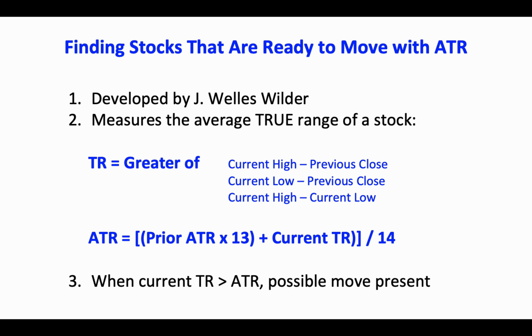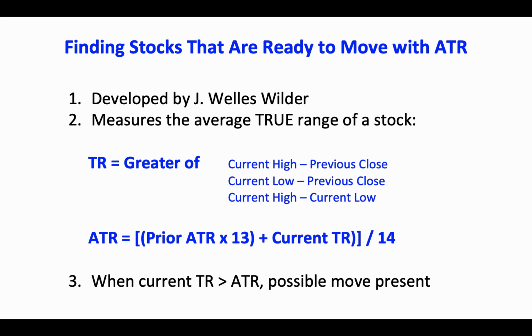So think about it. Stocks behave in a certain fashion. They move around a certain amount on average. And conceptually what we're doing with this ranker is we're looking to see when a stock breaks out of its average true range, in other words, when the current daily range of the stock actually exceeds the average true range of the stock.